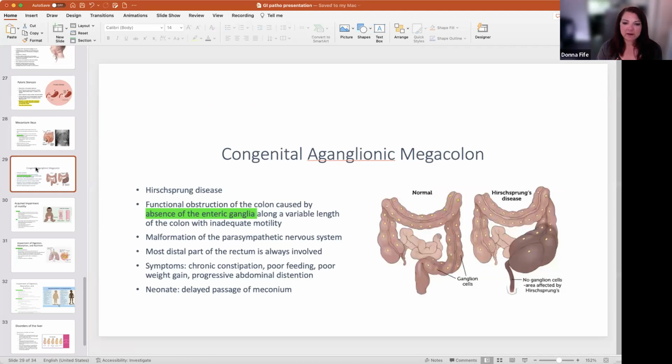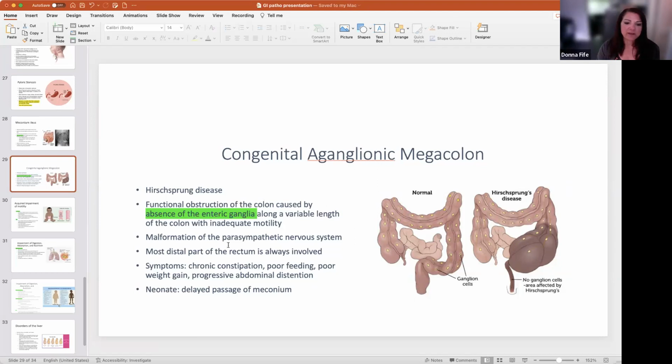Congenital aganglionic megacolon, also known as Hirschsprung disease. This is a functional obstruction of the colon that's caused by the absence of enteric ganglia along a variable length of the colon with inadequate motility. So here we have the ganglionic cells, which aid in motility of the colon. With Hirschsprung's disease, there are no ganglion cells here, so motility isn't happening as much.